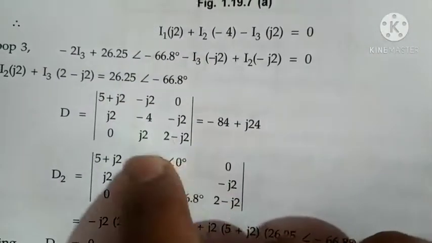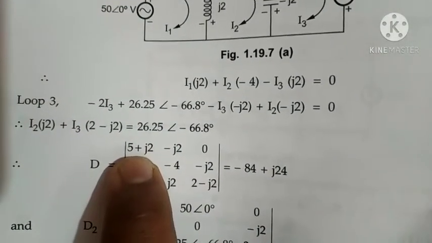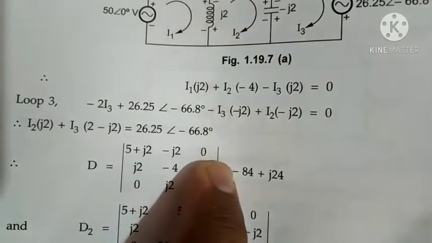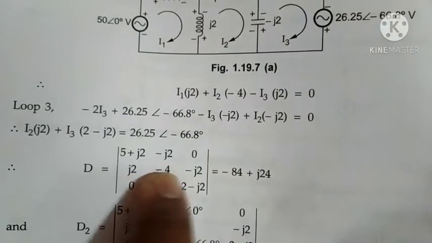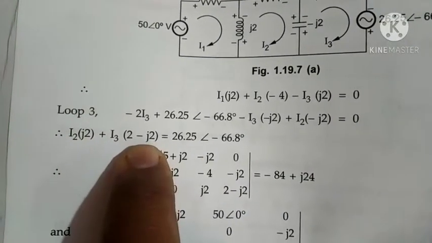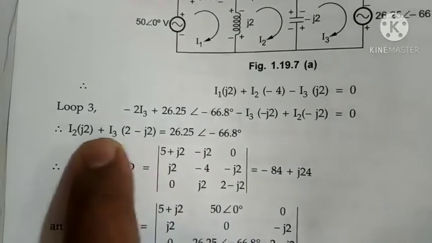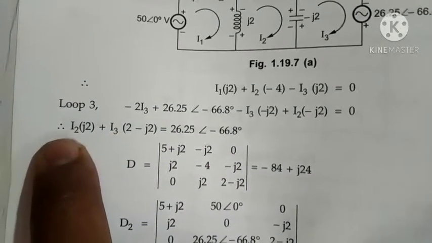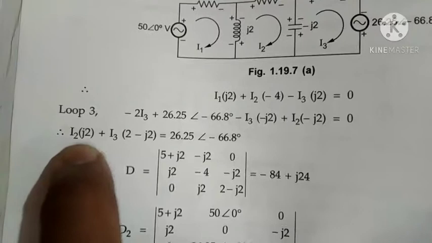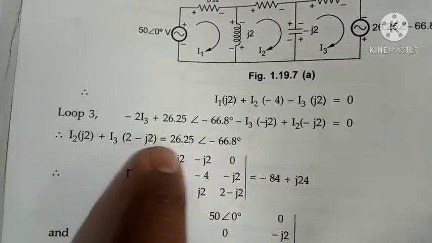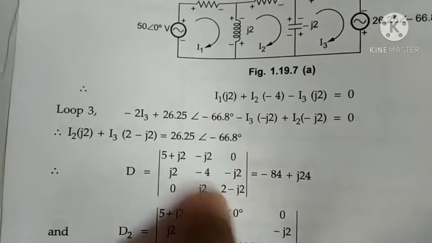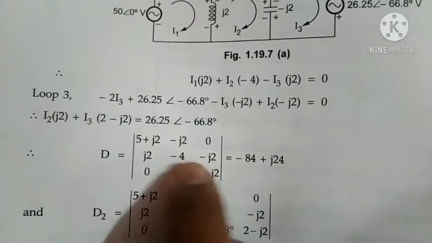So they have written the loop equation: 5 plus j2, minus j2, 0. Here, j2, minus 4 minus j2, and third one here we have 2 minus j2. There is no I2 term, I1 term is not there, so 0 into I1 plus j2 into I2 plus 2 minus j2 into I3.